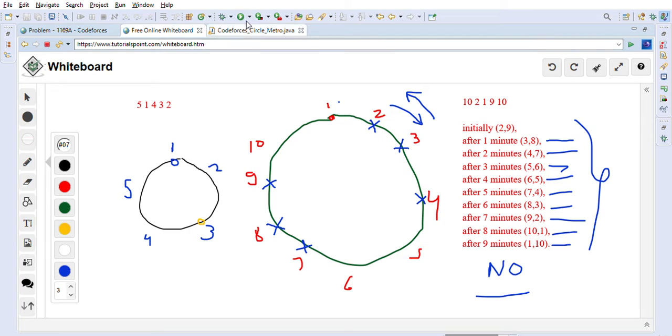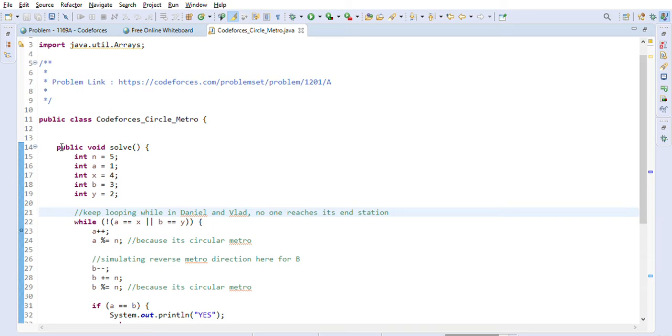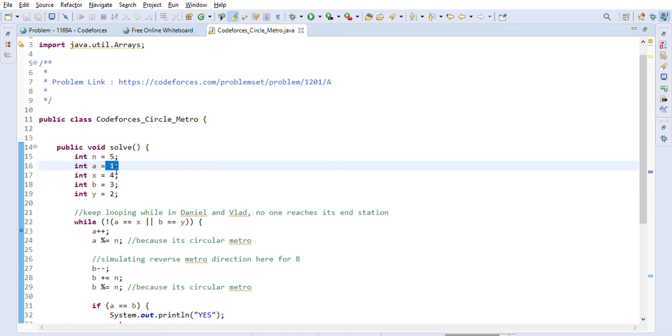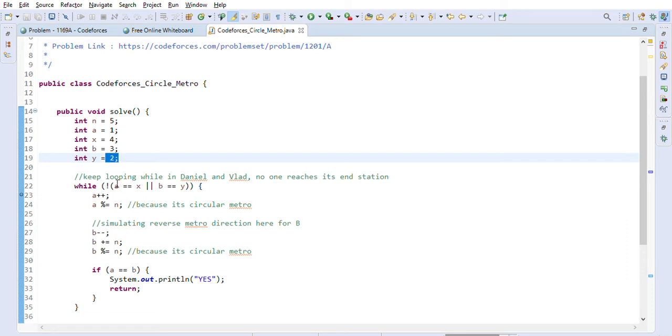So let's look at the Java solution for this same approach. This is the input that's given to us. n is equal to the number of stations. A is where Daniel is boarding and X is where Daniel is getting out of the train. B is where Vladi is boarding and Y is where Vladi is getting out of the train, right? So we will write a while loop and it will loop until one of them gets out of the train. Otherwise we will keep looping in this while loop.